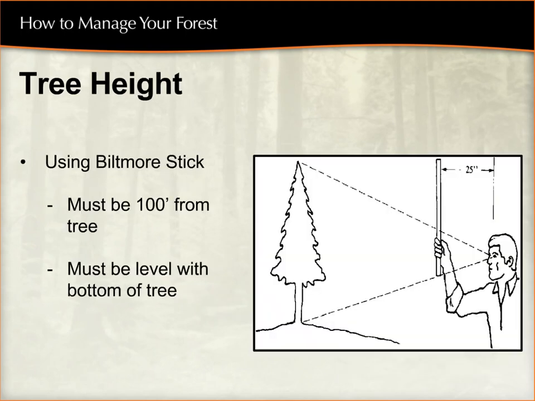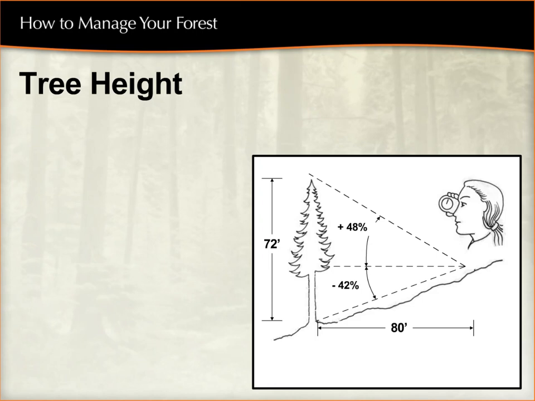Tree height is another important measurement you can take using your Biltmore stick. To use your Biltmore stick for tree height, you need to be 100 feet away from the tree, and the Biltmore stick needs to be 25 inches from your eye. Simply align the bottom of the Biltmore stick with the bottom of the tree and directly read the tree's height on the Biltmore stick. You can also use a clinometer to estimate a tree's height.